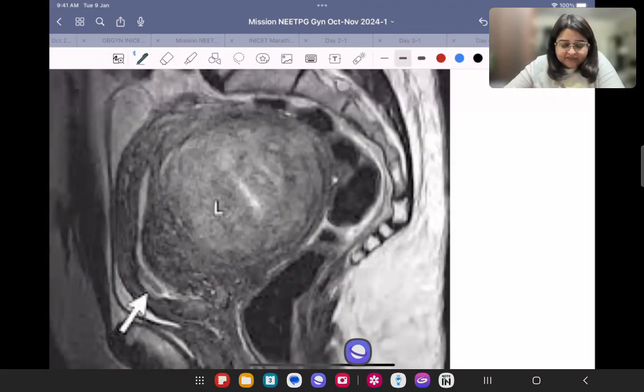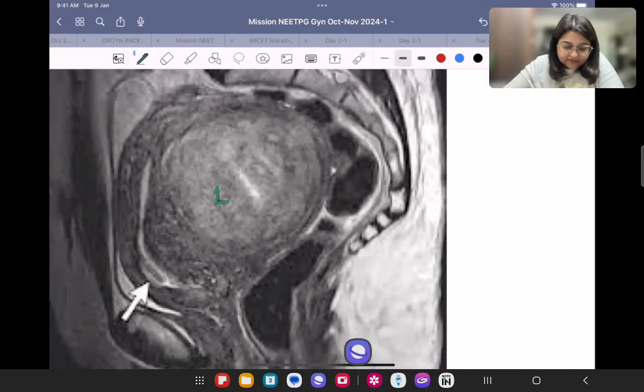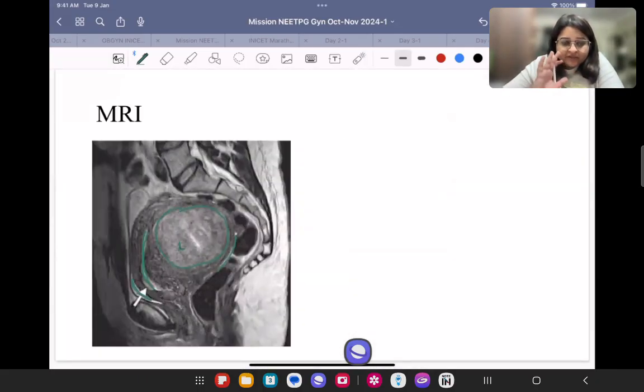This is an MRI. You can see L written here. This whole thing is the uterus. यहाँ पे white is the endometrial cavity. This white here is the bladder. Okay, this is the rectum behind, and this large thing is the fibroid. But MRI we don't usually routinely use for diagnosing fibroids.